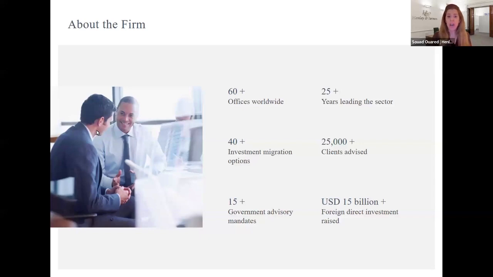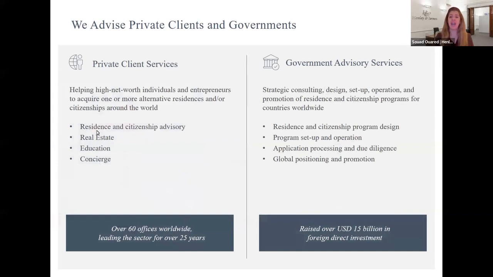For the ones who do not know Henley & Partners, we are the global leader in residence and citizenship by investment around the world. We have more than 60 offices, and we assist clients with more than 40 investment migration options, so more than 40 programs around the world. And we've been doing that for more than 25 years now, which makes more than 25,000 clients advised.